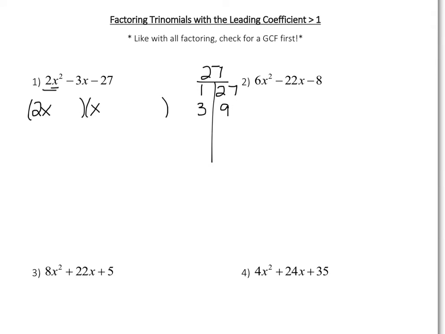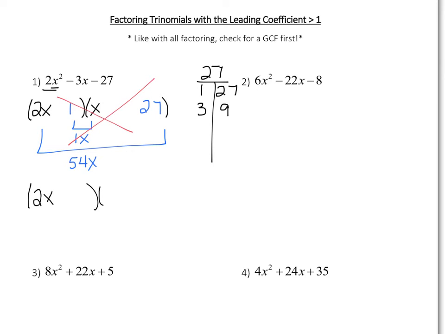Let's play around and see if I use the 1 and 27. Inners, outers. 1x and 54x. Is there any way, when I play with them negative and positives, that I'm ever going to add that to negative 3? No way. So this one is out. Let's try. The 2x and x is going to stay.